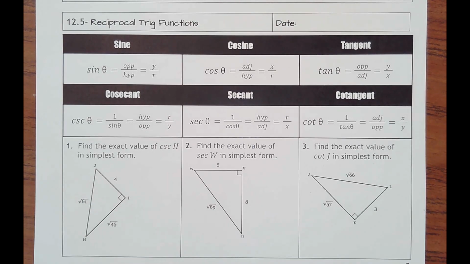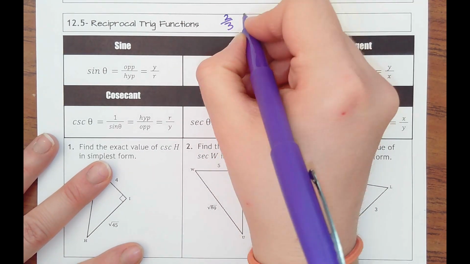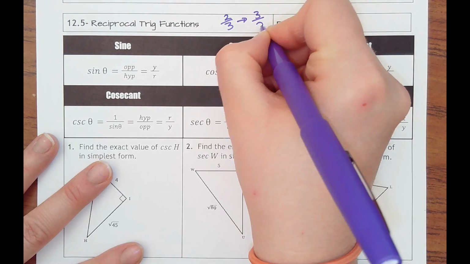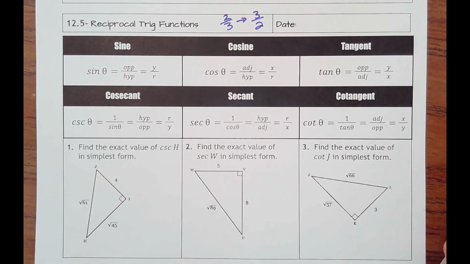Lesson 12.5 is about reciprocal trig functions. When you have a reciprocal of something like 2/3, it flips it and turns it into 3/2. So reciprocal is flipping something. Well, these reciprocal functions are kind of hard to remember because the names of them kind of stump us.